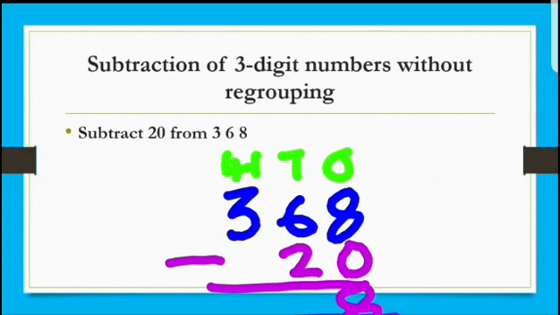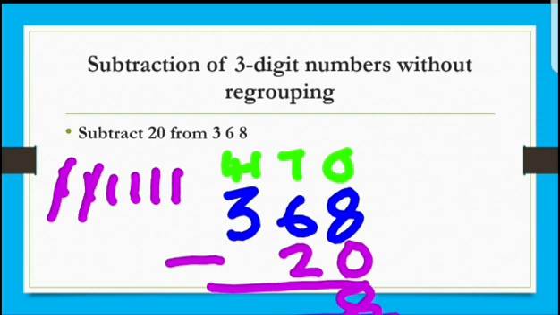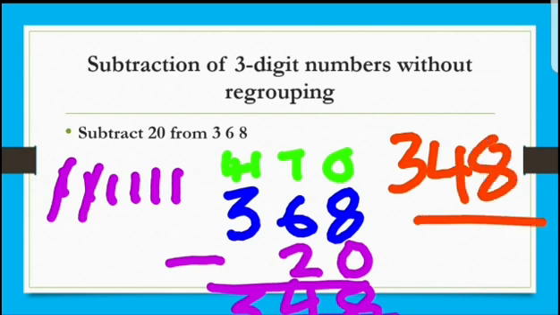Okay, and second is 6 minus 2. So we will draw 6 lines, 1 2 3 4 5 6, and 2 you have to subtract, cross out 2. How many left? 1 2 3 4. And then 3, and you are not having anything, it is a 2-digit number, so 3 will be written as it is. So children, your answer is 348.